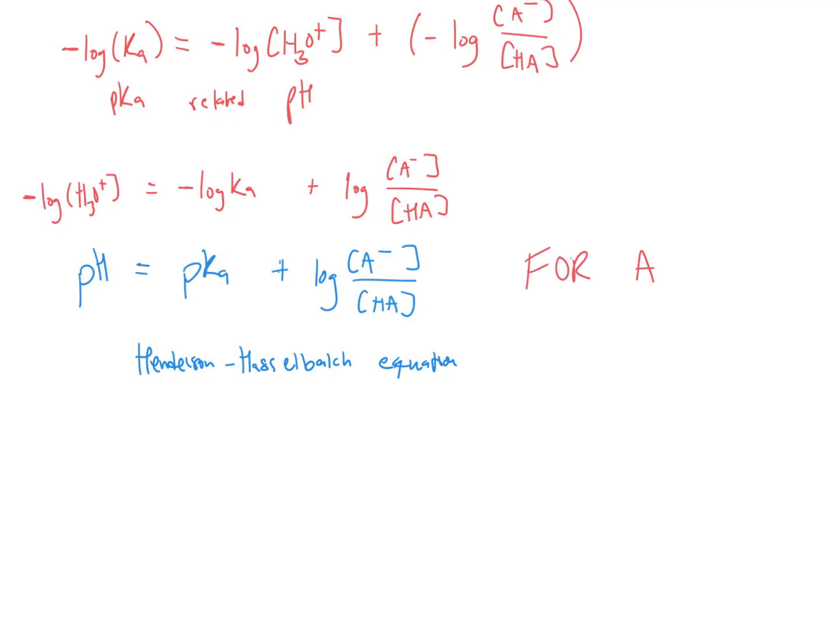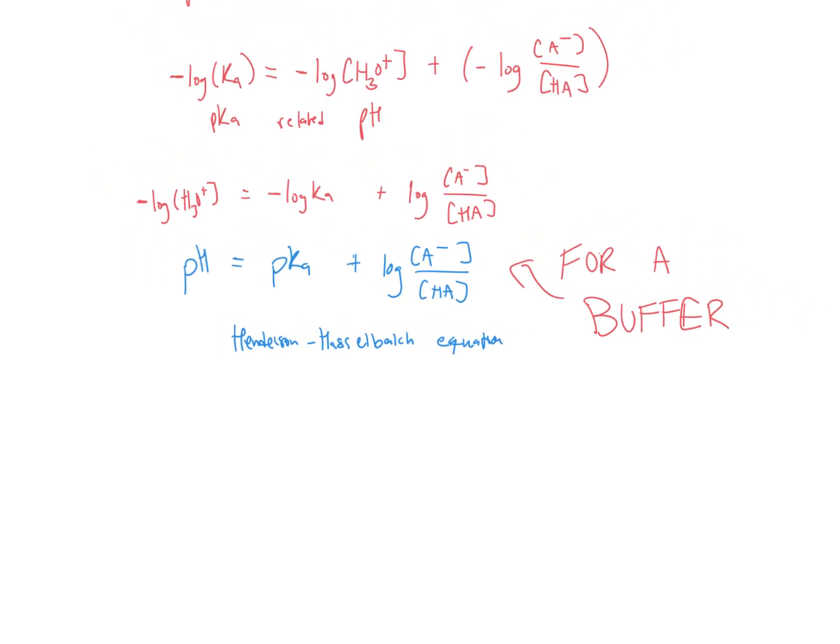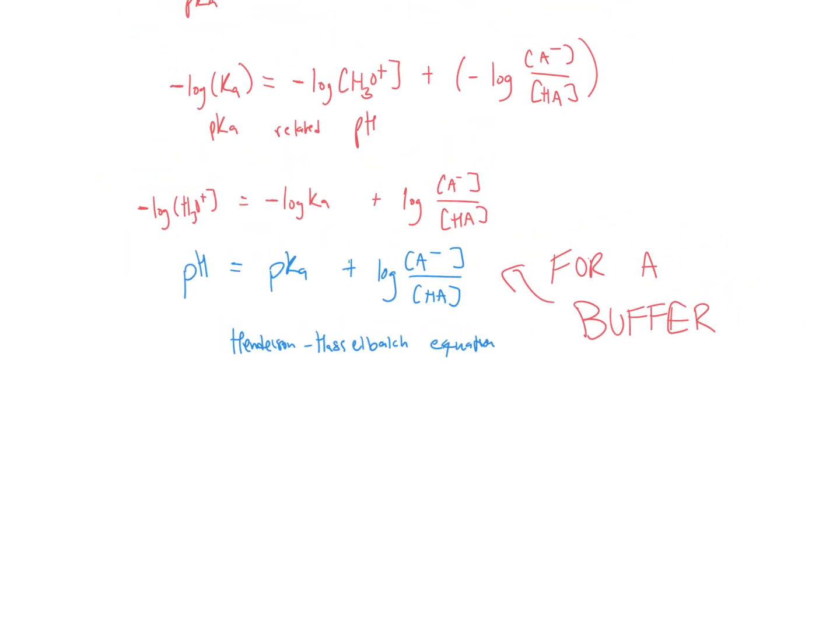For a buffer, you can use this equation. And so if I give you, for example, the pKa or the Ka of a weak acid, and I tell you the concentration of conjugate base as well as acid in solution, I can find the pH of that.